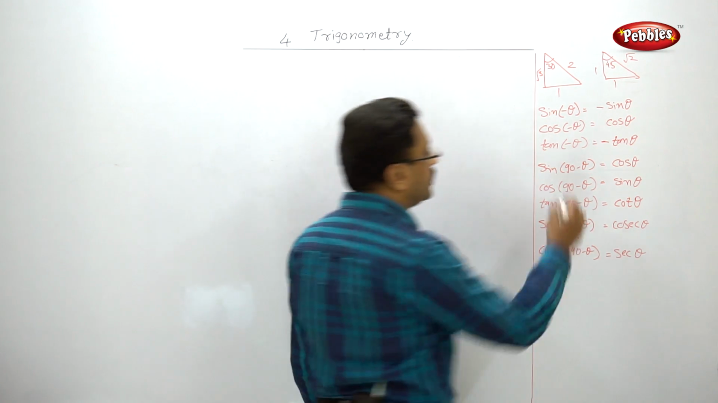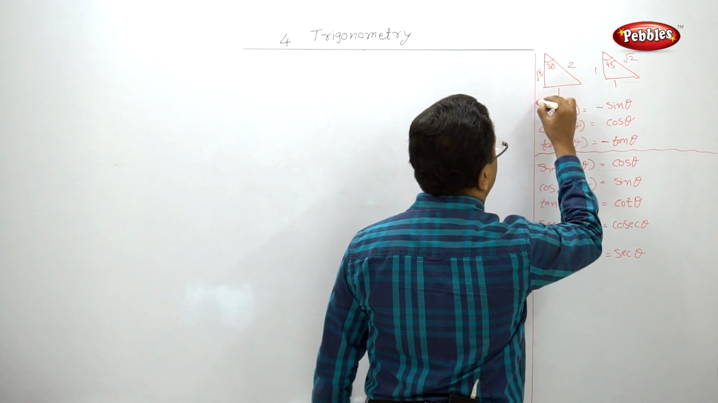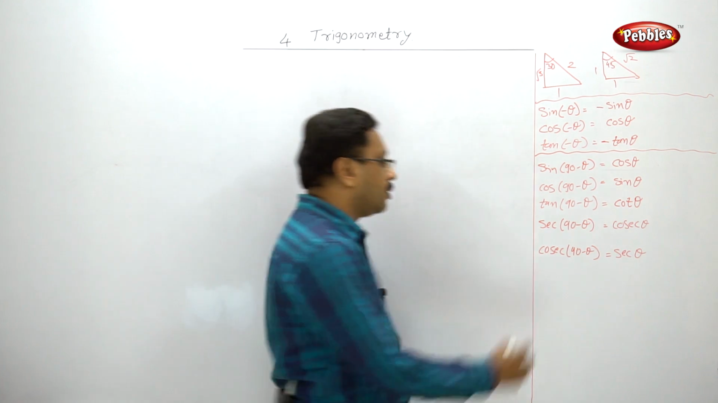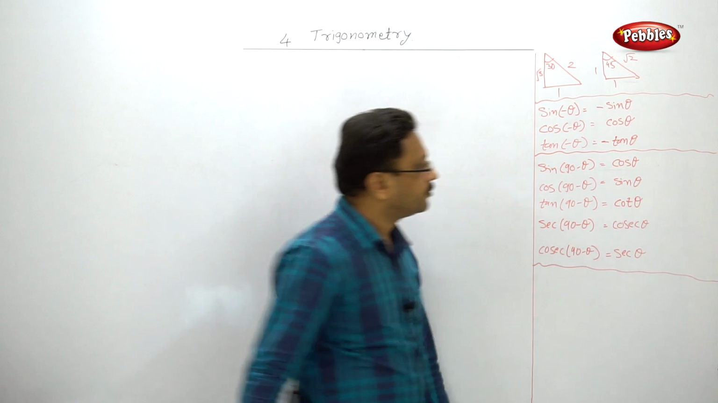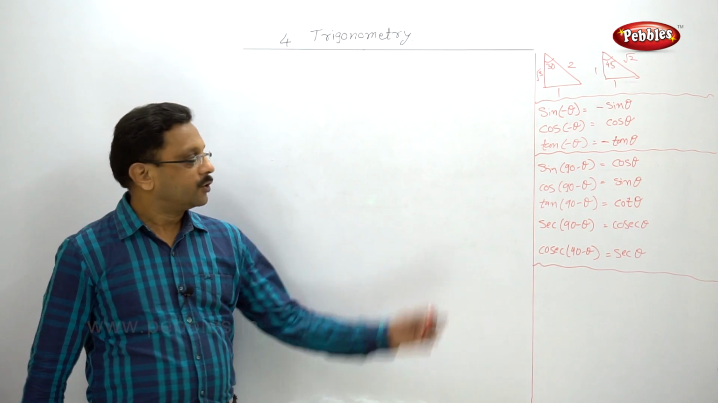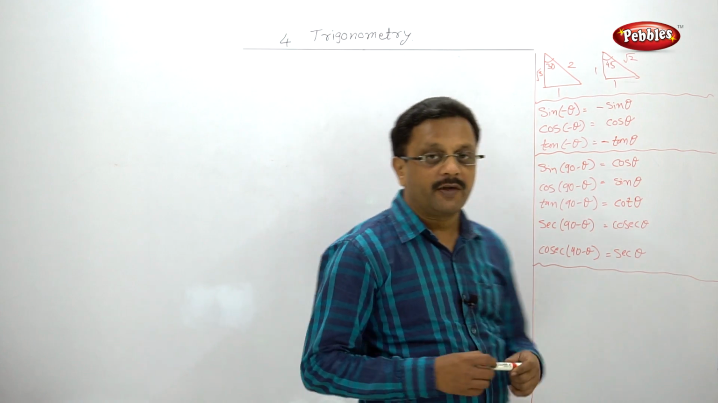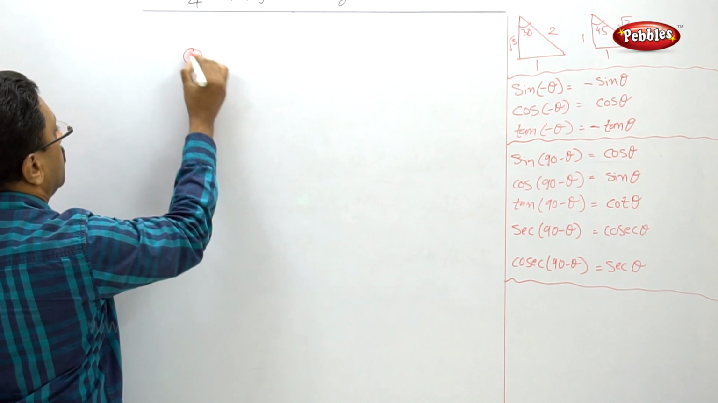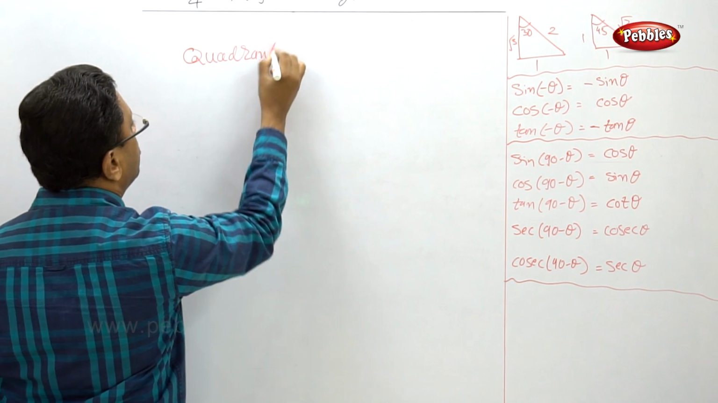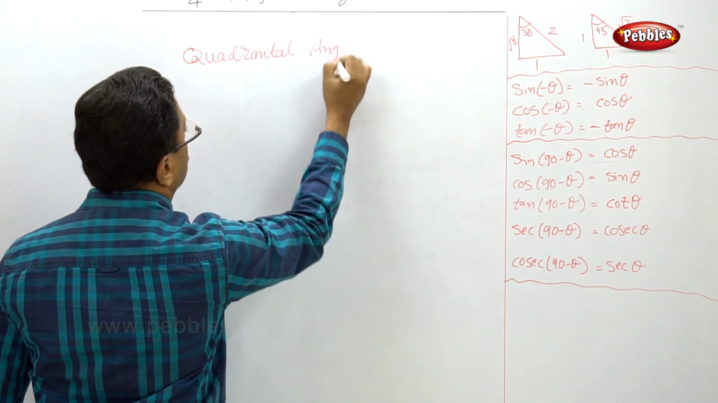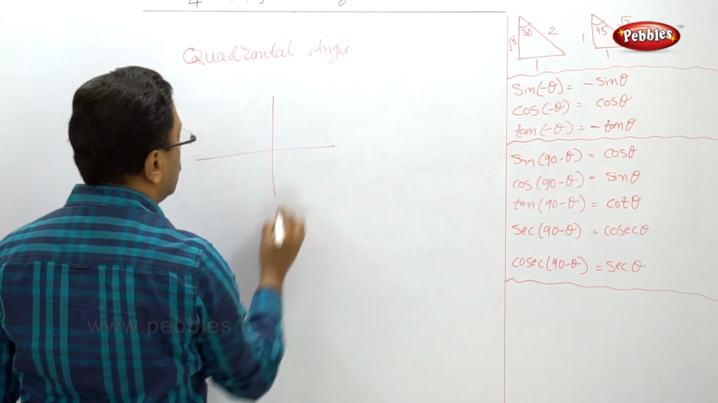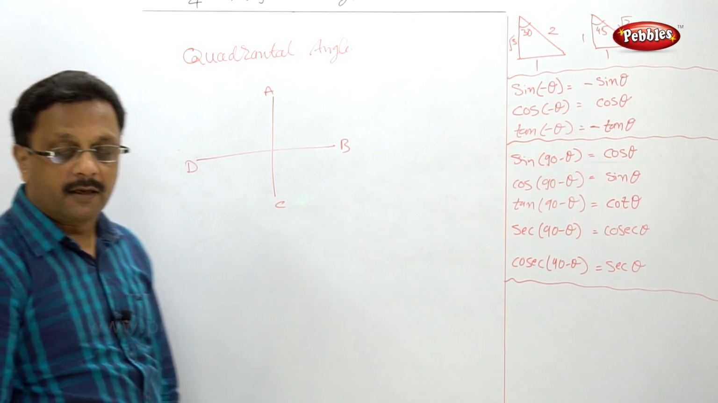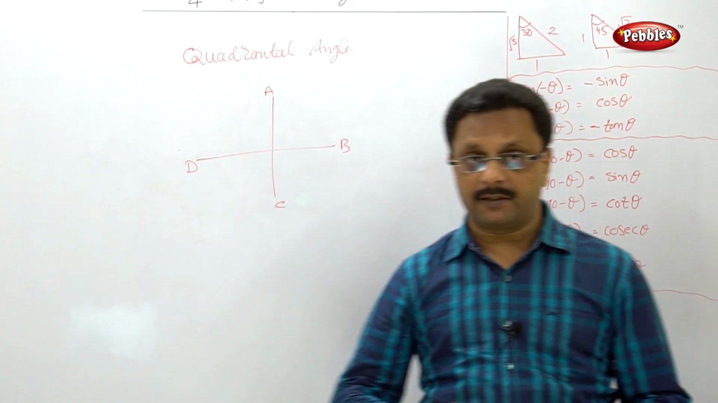So this is one group we have seen, negative angles. This is for 30, 60, 90 values, and this is for complementary angles. Okay, so these you will need when you are solving examples. Now one more term you have to remember, that is quadrantal angle. Now suppose this is A, B, C and D. Any angle whose vertex, now what do you mean by vertex?